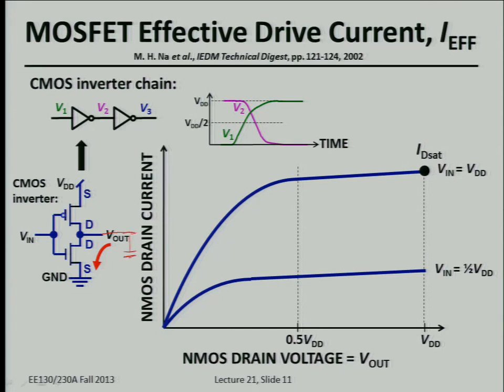There's always going to be some charge that you have to move off this output node in order to change the voltage. That charge is going to flow through the NMOSFET, and once you discharge that load capacitance, then you can bring the output voltage down to 0. That's what's shown here. V2, the output of that first inverter, drops with time. It starts to drop after the input voltage goes up.